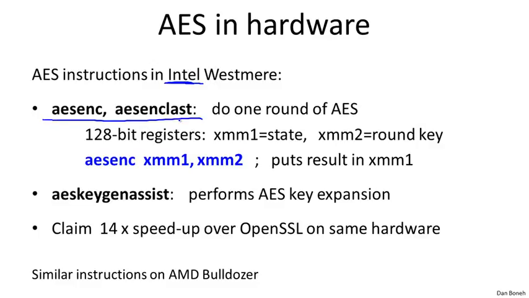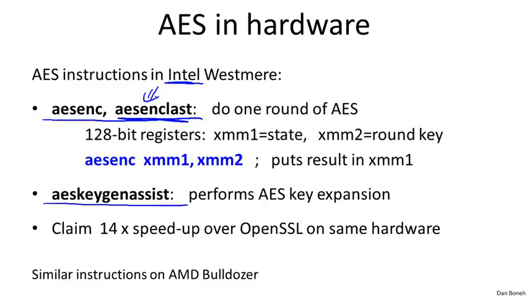They come in two pairs, AES enc and AES enc last, and then there's AES keygen assist. So let me explain what they do. AES enc essentially implements one round of AES, namely apply the three functions and the XOR with the round key. And AES enc last basically implements the last round of AES. Remember, the last round didn't have the mix columns phase. It only had the sub bytes and shift rows. And so that's what AES enc last does.